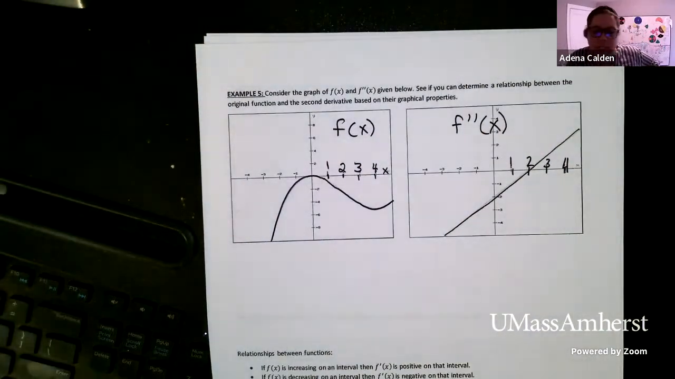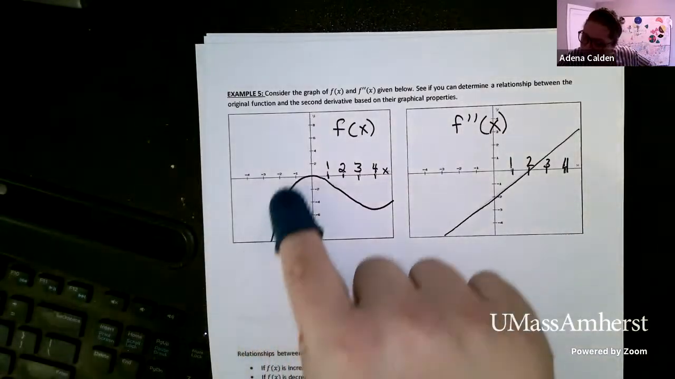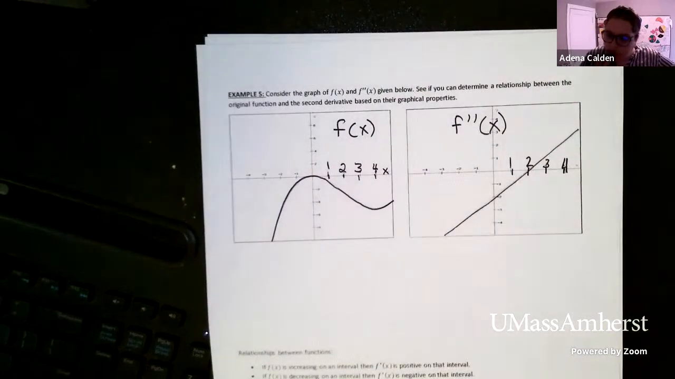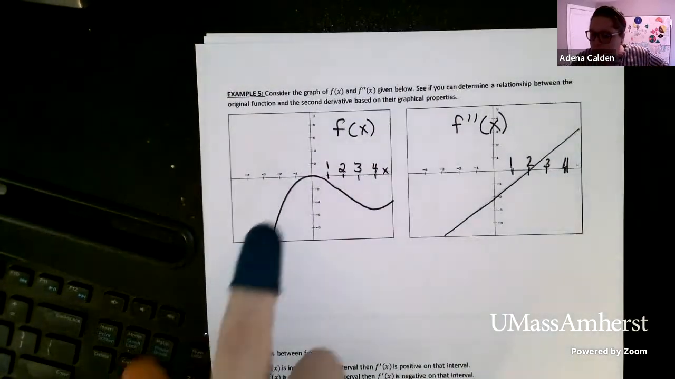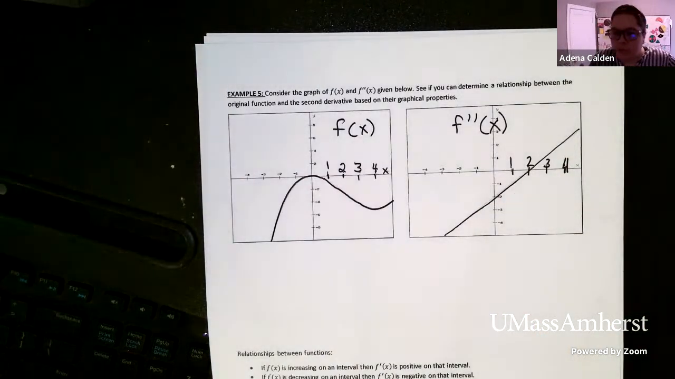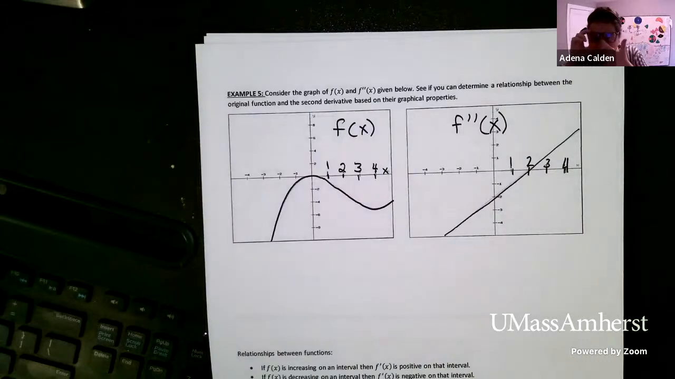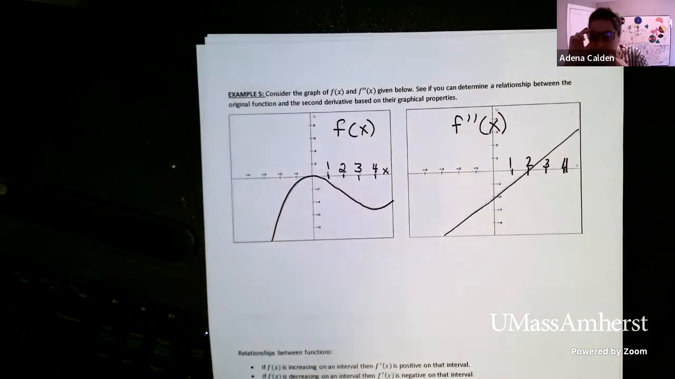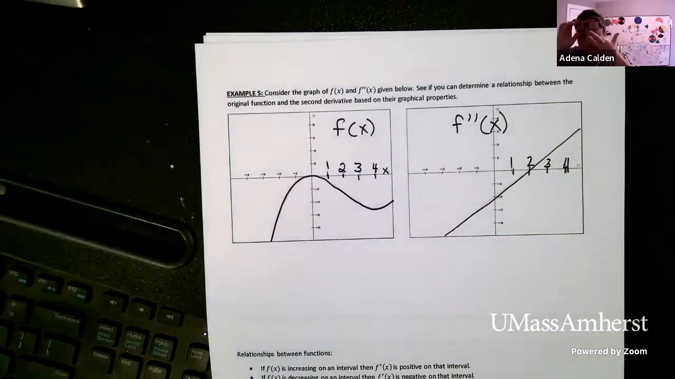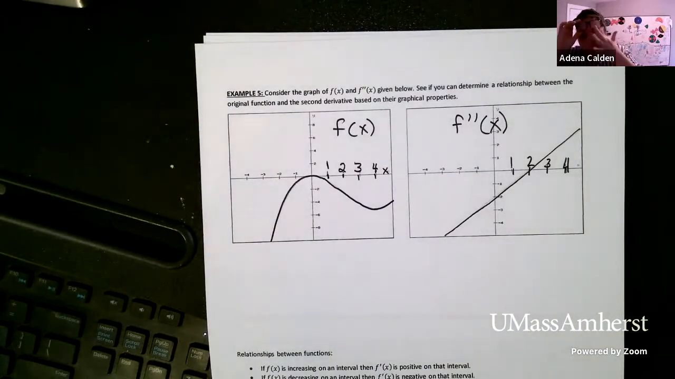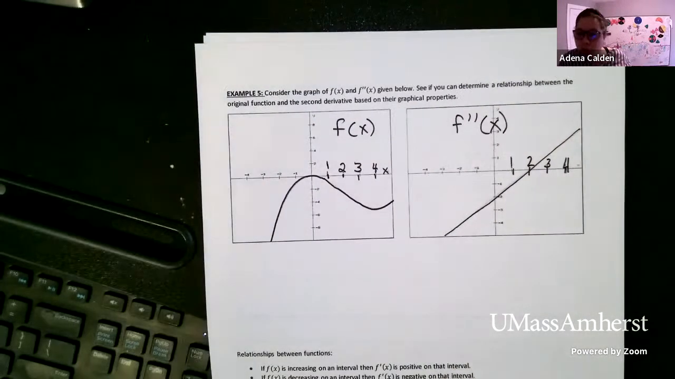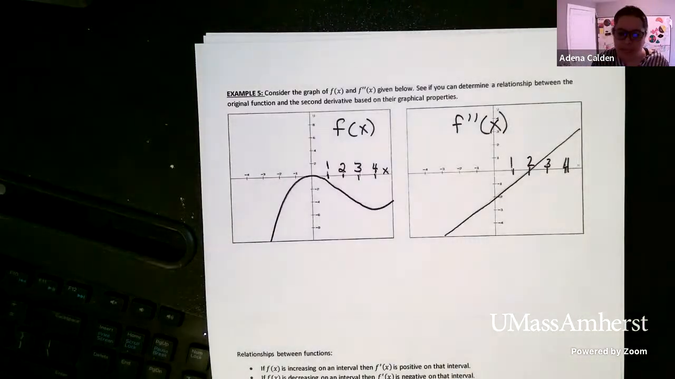If we think about increasing, decreasing, we are increasing until 0, decreasing from 0 to 4, and then increasing at 4. So we would expect something to happen at 0 and 4, because that's where we change from increasing to decreasing. And I don't see any obvious link there. So then when we think about the last property, which is the concavity, we see that we're concave down until 2, and then concave up after 2. So we would expect something to happen at 2 on the second derivative if it were linked to concavity.